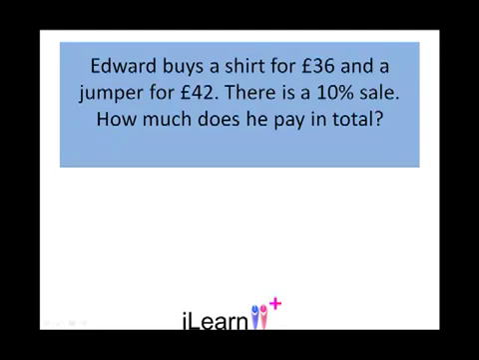First, let's add up the original cost. The shirt was £36 and the jumper was £42. That's £78. A 10% sale. That means he gets 10% off. What is 10% of £78?